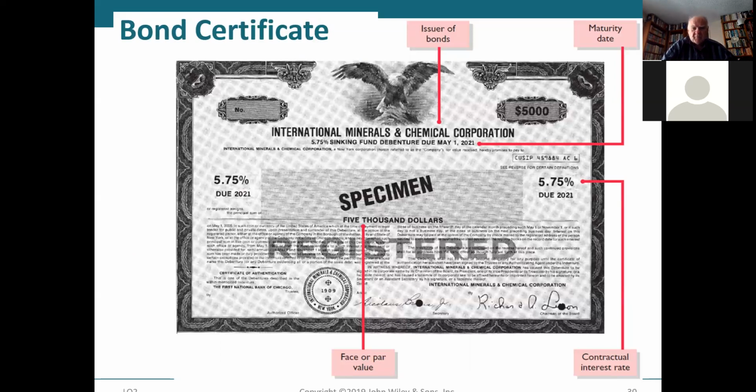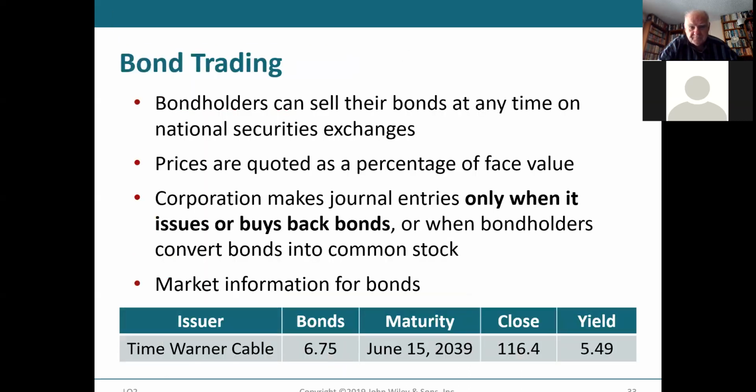And there's an example of a bond. That's a real fancy thing. And you can see that here, it's a $5,000 bond, and it looks like a 2-year bond, and 5.75% interest is due in 2021, so much in 2020, at the end of 2021. So that's a little look at an actual bond from International Minerals and Chemicals.